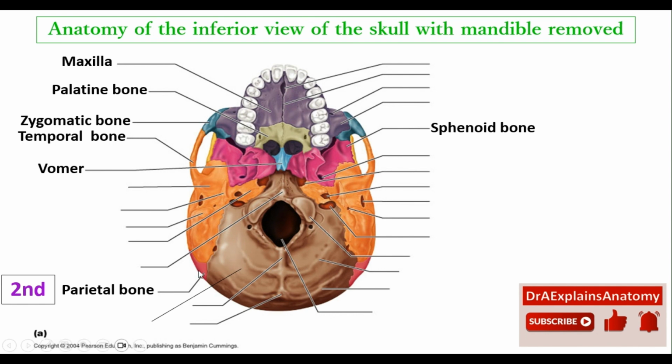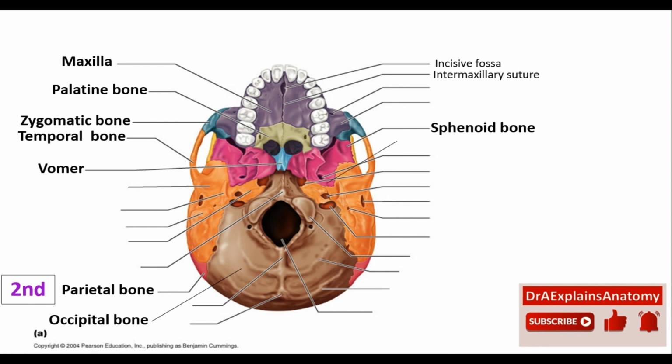This right here, we can see part of the parietal bone. And this is the occipital bone. We have one occipital bone. Inferior to the orbit, we have an opening which is called the infraorbital foramen. The orbit is the bony eye socket. So infraorbital foramen is an opening inferior to the orbit.